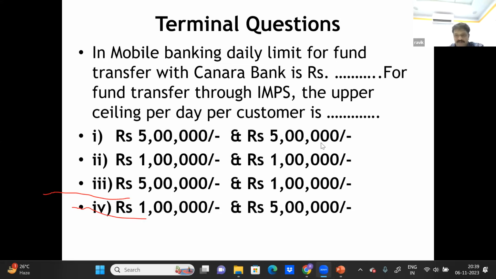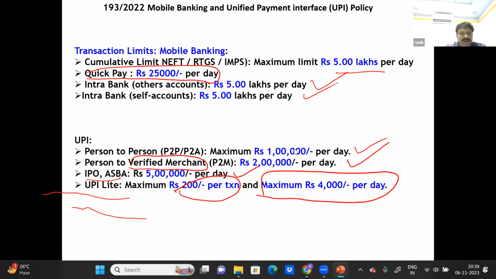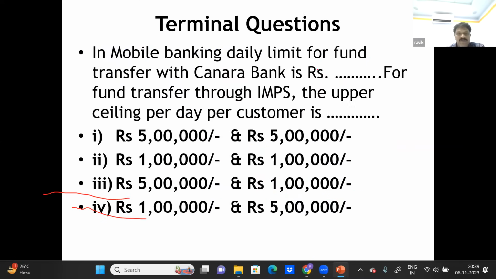Very good. It is 5 lakhs. Say again, I'll show the clip to you. See, only quick pay is 25,000 in mobile banking. Remaining all 5 lakhs. Try to remember. No need to see. Okay.